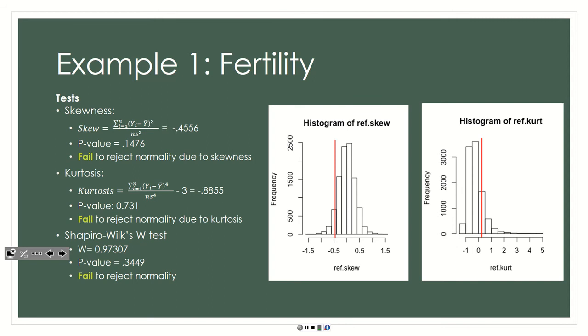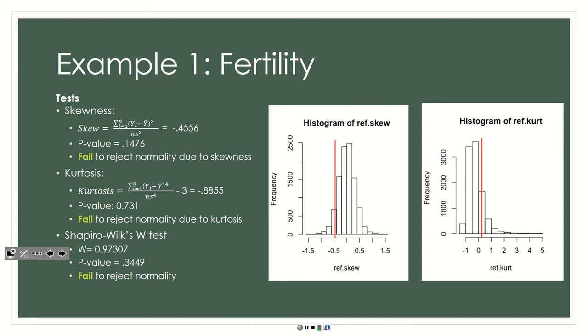Then for kurtosis, I did a similar thing, but I used the kurtosis statistic. Normally it's centered at 3, but I wanted to compare it as a mean of 0, so I just subtracted 3 at the end. This kurtosis was -0.8855. Again, that didn't seem too unreasonable, but I did the same simulation, or sampling, again and got 0.73. So again, I failed to reject due to kurtosis.